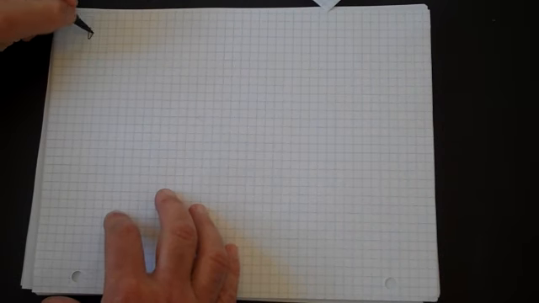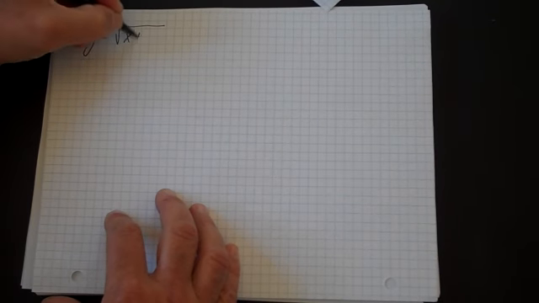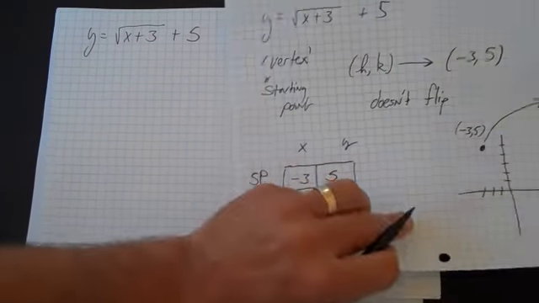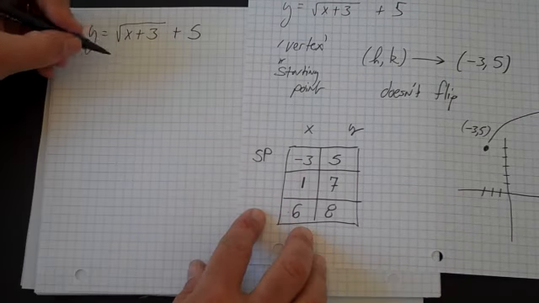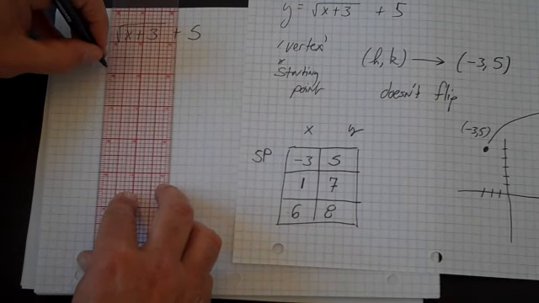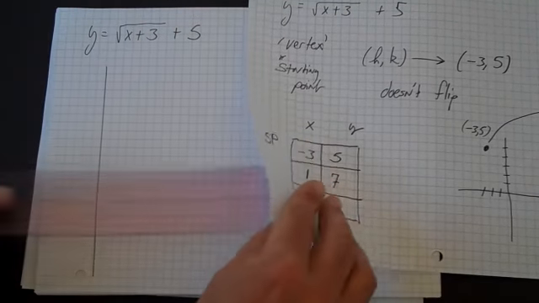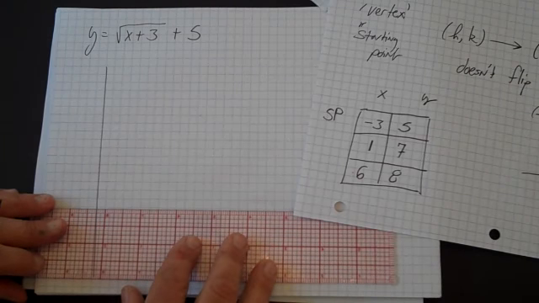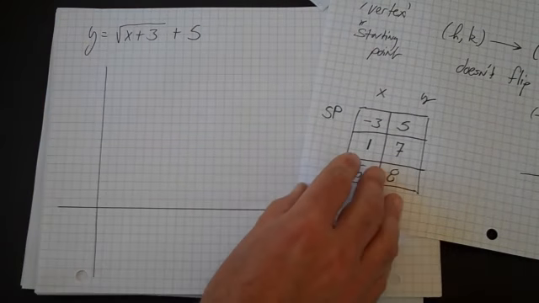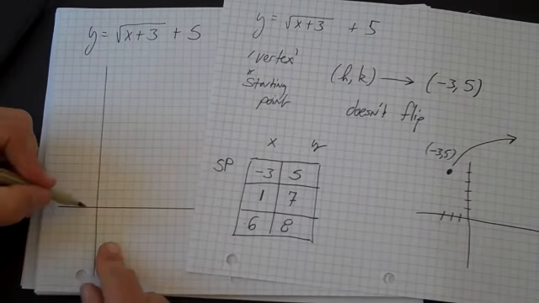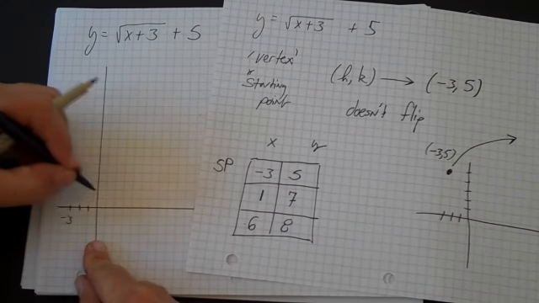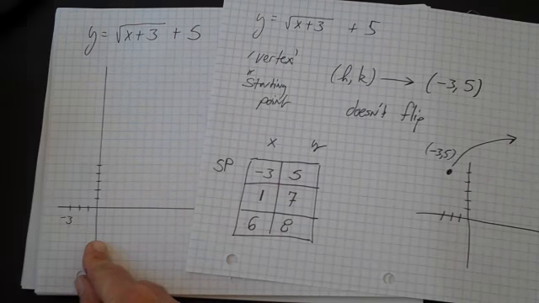So to review, we have y is equal to the square root of x plus 3, plus 5. I have this table right here. So let's graph the starting point first. The key here is that you know the starting point and you know the general shape of the graph, and that's going to turn out to be enough to get a pretty good graph. So let's go ahead and graph minus 3, 5. That's 1, 2, 3, so that's minus 3. Then 1, 2, 3, 4, 5. So that's the point right there.